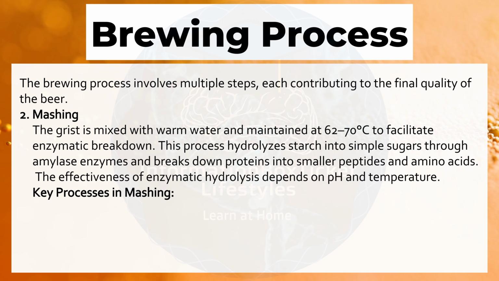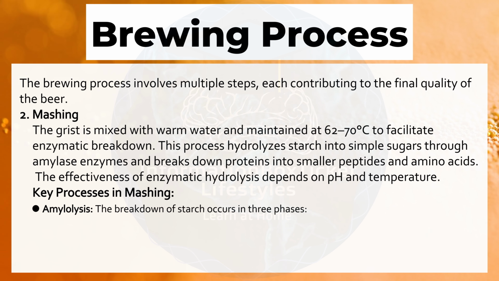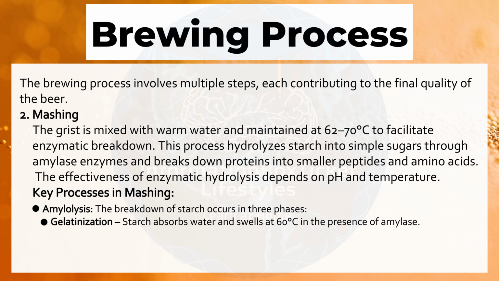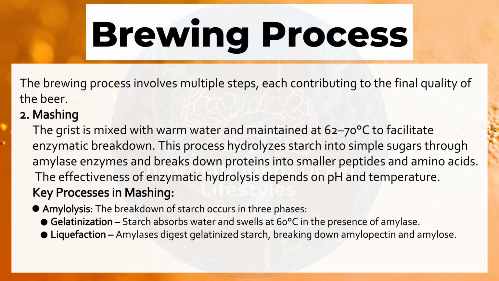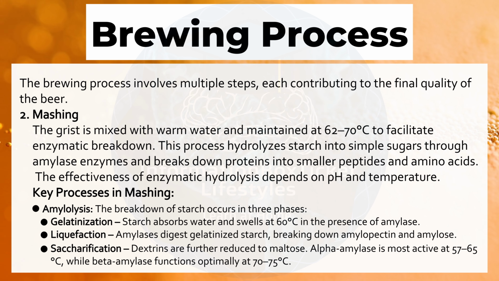Key processes in mashing. Amylolysis. The breakdown of starch occurs in 3 phases. Gelatinization. Starch absorbs water and swells at 60 degrees Celsius in the presence of amylase. Liquefaction. Amylases digest gelatinized starch, breaking down amylopectin and amylose. Saccharification. Dextrins are further reduced to maltose. Alpha amylase is most active at 57 to 65 degrees Celsius, while beta amylase functions optimally at 70 to 75 degrees Celsius.